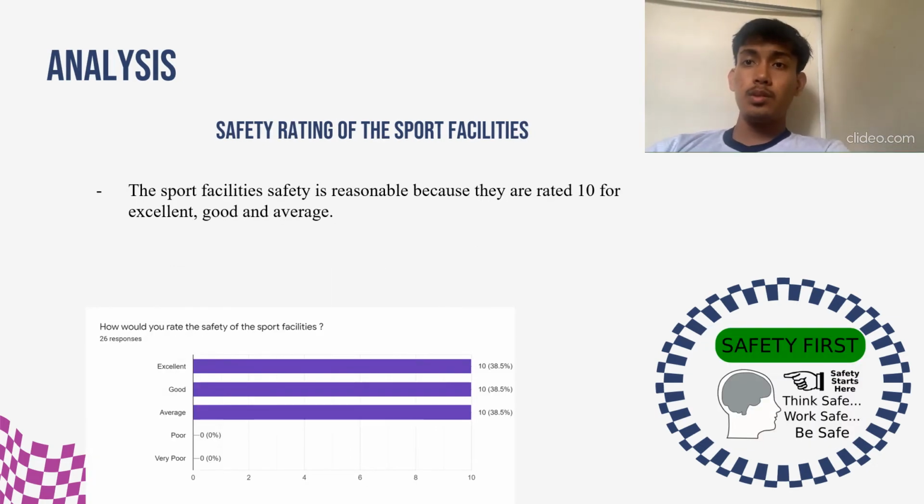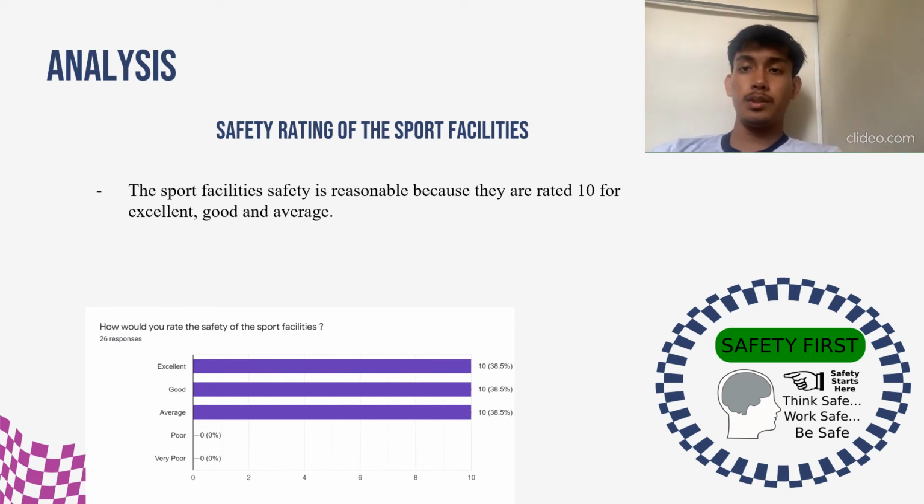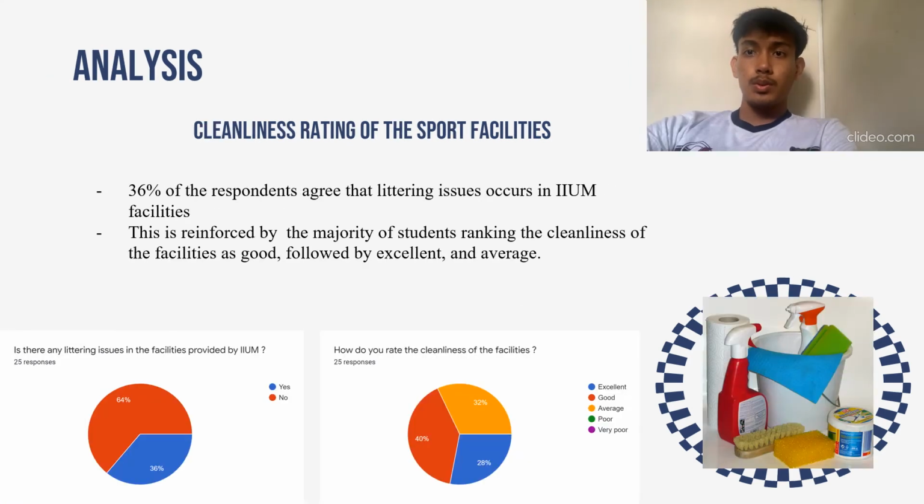Moving on to the second one, which is the safety rating of the sport facilities. The safety rating is reasonable, with a scale of 10 for excellent, good, and average. This indicates that the sports facilities at IIUM are not in the finest shape. The administration should pay greater attention to the facilities because students have made suggestions to improve IIUM sport facilities. Some of the suggestions include ensuring that maintenance is performed once every 2 weeks and possibly renovating some of the outdated facilities. So the last one is the cleanliness rating of the sports facilities.